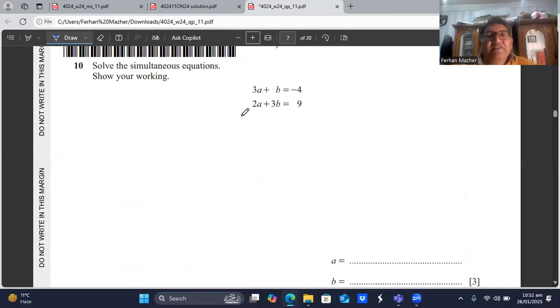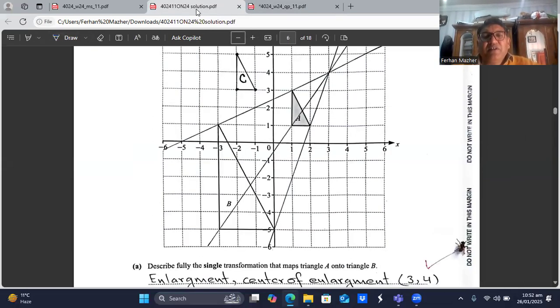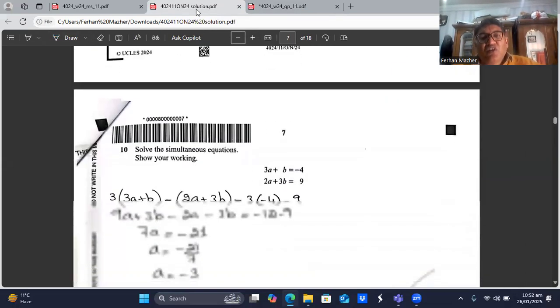Here we have a simultaneous equation. It says solve the simultaneous equation, show your working. We have 3a plus b equals -4 and 2a plus 3b equals 9. So here we have 2 equations, and there can be many methods. One method is to make the b the same. For that purpose, you can multiply the first equation by 3, and the b will become the same. Then from the first equation, you can subtract the second equation. This is very simple. There can be other methods also to solve this.